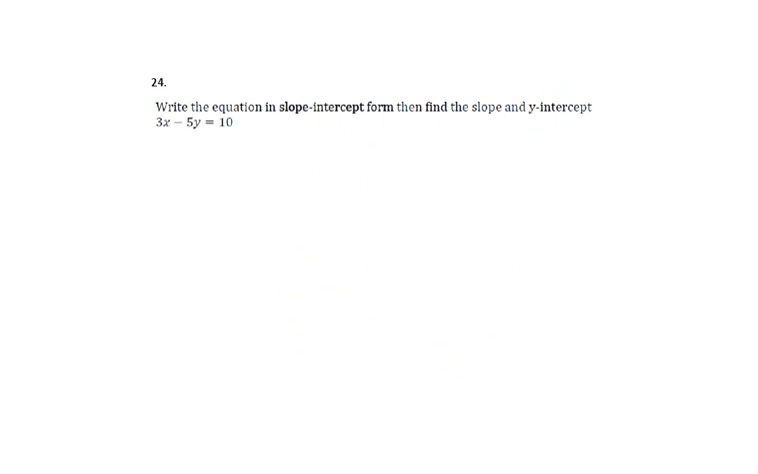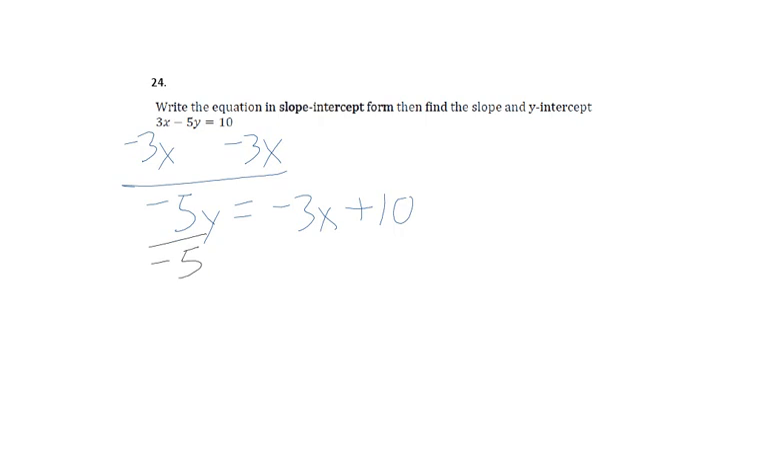24 wants us to write in slope-intercept form. That means we have to get y alone. So first, subtract 3x. This means negative 5y is equal to negative 3x plus 10. Then divide everything by negative 5. So that means y would equal positive 3 over 5x minus 2.